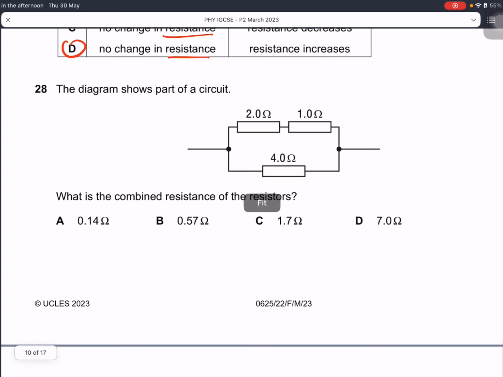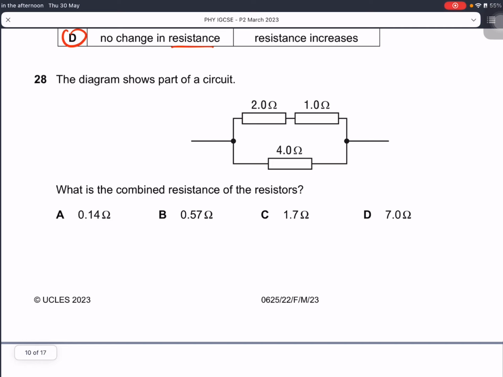All right, 28. Wow, it's a connection, yeah? Series and parallel connections both together. What is the combined resistance of the resistors here?